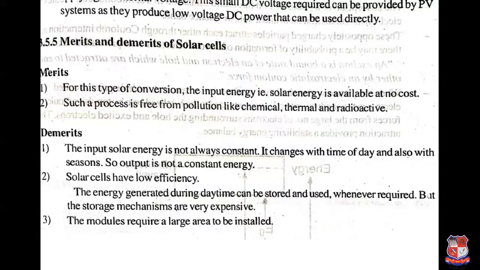So now we have discussed the full theory of the solar cell or photovoltaic cell.